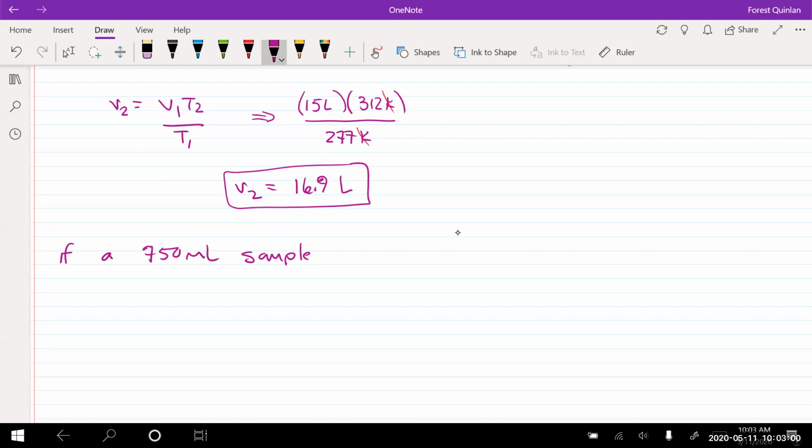Can I ask a quick question? No, go ahead. Will you always leave it in the same units, or will you change it, like one is a liter and the other one is a milliliter and you have to convert, or will you just keep them the same? Keep them the same.